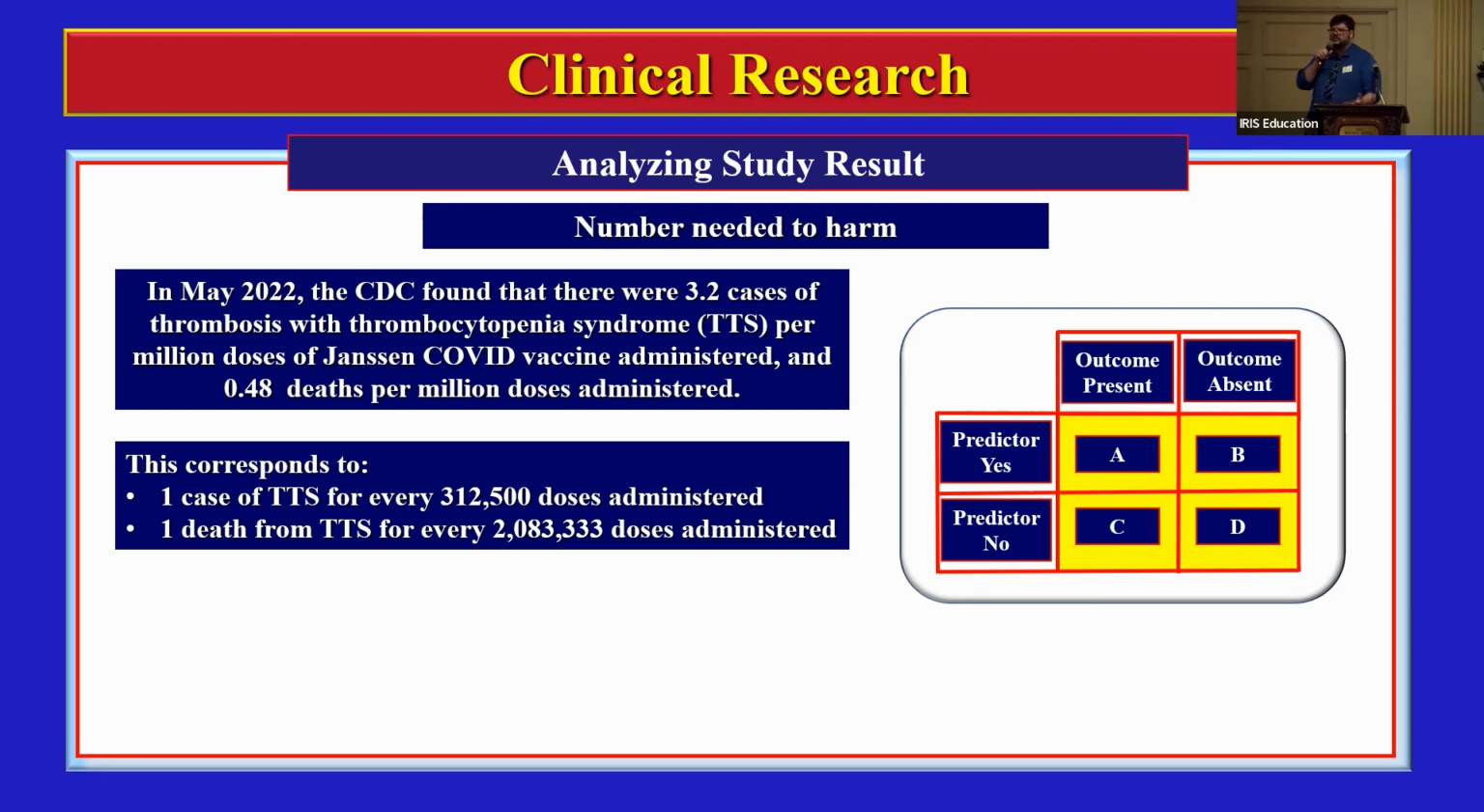Because of this, the CDC's guidelines have changed and Janssen's no longer one of the recommended vaccines for COVID-19. So that's a real world example about how you can use these numbers. And that concludes kind of our overview on measures of association.